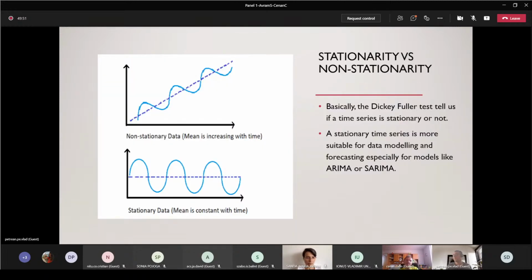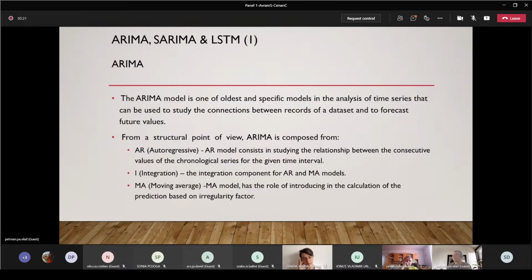Why do we need to know if a time series is stationary or not? The classical models, especially ARIMA and SARIMA, prefer to have a stationary data set as input. A stationary data set, in this case, can be represented by a formula, so to say. For a non-stationary data set, it will be harder for a model to predict data. It will present worse results.